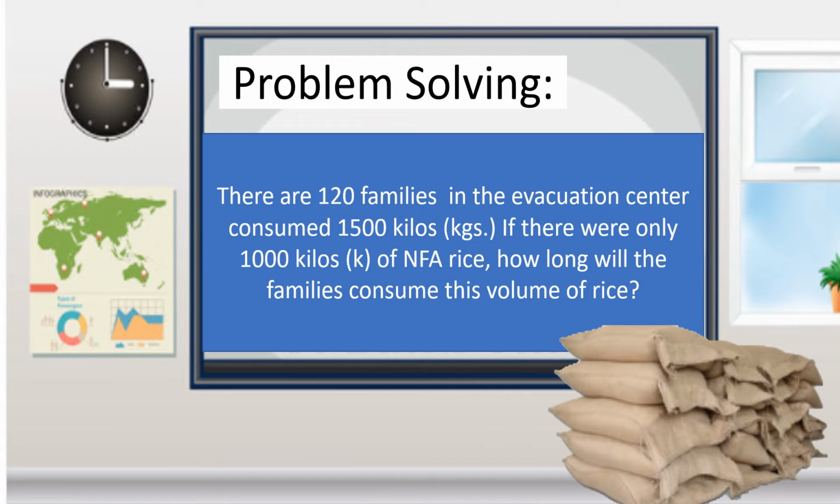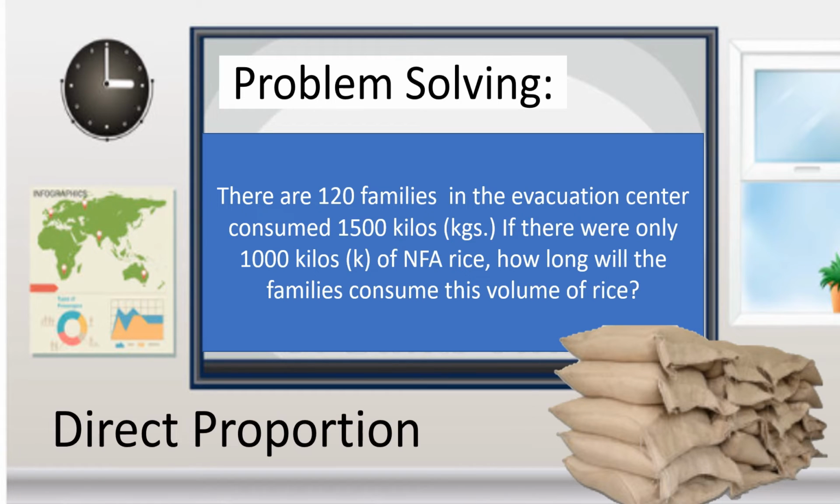Let's solve the problem. 120 families in the evacuation center consume 1,500 kilograms of rice in 3 weeks. If there were only 1,000 kilos of NFA rice, how long will the families consume this volume of rice? From the given situation, you can see that the more kilos of rice there is, the longer it will last for 120 families. This situation is an example of direct proportion.